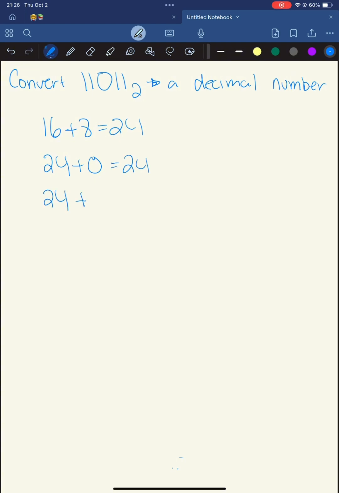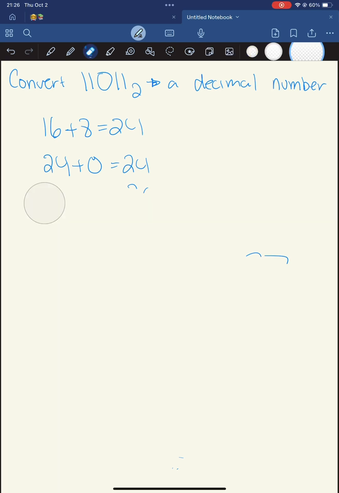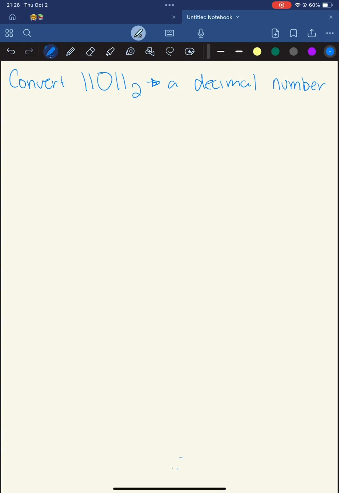But then we're going to do 1 times 2 to the power of 3, which is 8 times 1, which equals 8. And then we're going to have 0 times 2 to the power of 2, which is going to equal 0 times 4, which equals 0, of course. And then we're going to have 1 times 2 to the power of 1, which equals 1 times 2, that equals 2. And then lastly, we're going to do 1 times 2 to the power of 0, which is going to equal 1 times 1, which equals 1.